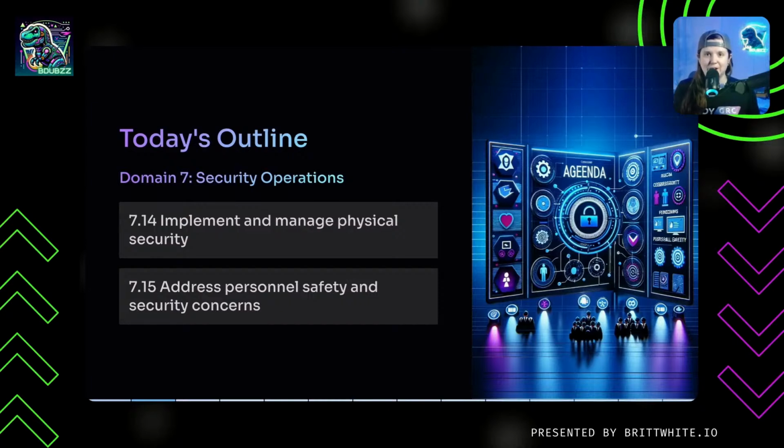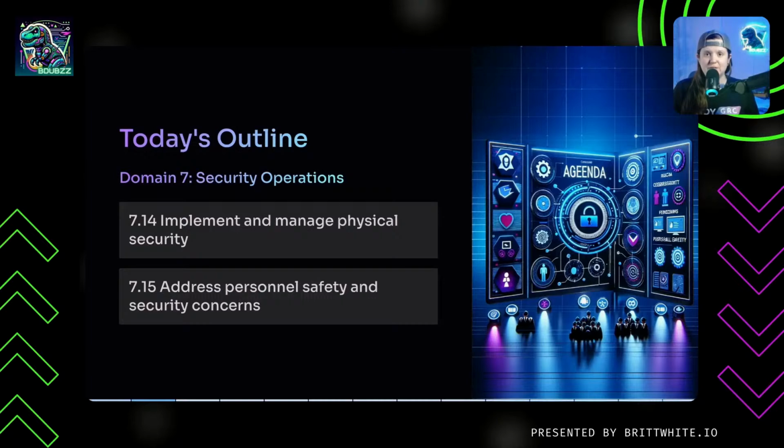So why does this matter? Think about these scenarios. A data center breach occurs because someone simply walks in and takes a server, or an employee finds themselves in a dangerous situation during an overseas business trip. These are exactly the types of situations we need to prevent. So grab your monster and let's explore.